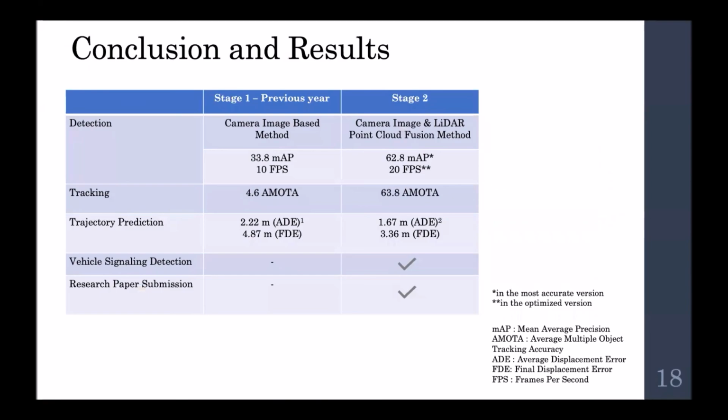These are our conclusions and results. This year, we used a camera image and LiDAR point cloud fusion method for detections. We were able to improve detection and tracking accuracies and FPS rates significantly. We reduced the errors for trajectory prediction as well. We also added signaling detection and research paper submission this year.